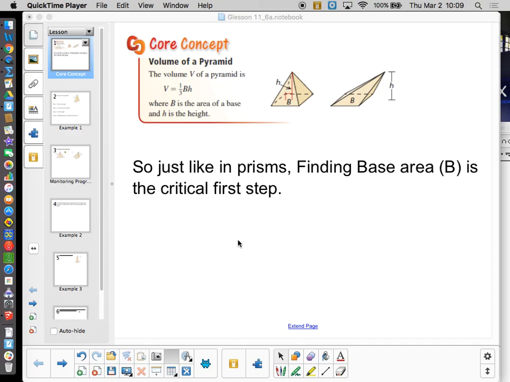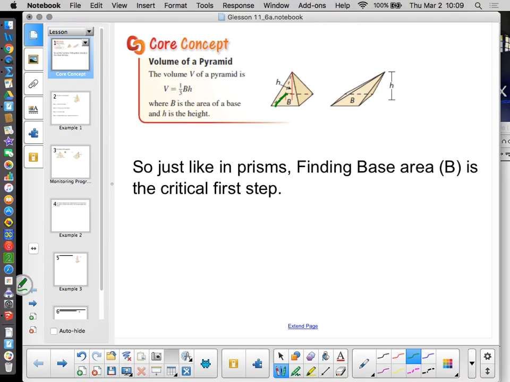Today's topic is pyramids. So we're switching from prisms to pyramids. Now, a couple big differences between pyramids and prisms. The biggest one is a pyramid only has one base. A prism had two bases, a pyramid only has one. So if I look here, I just have the one base. The base is a non-triangular side.